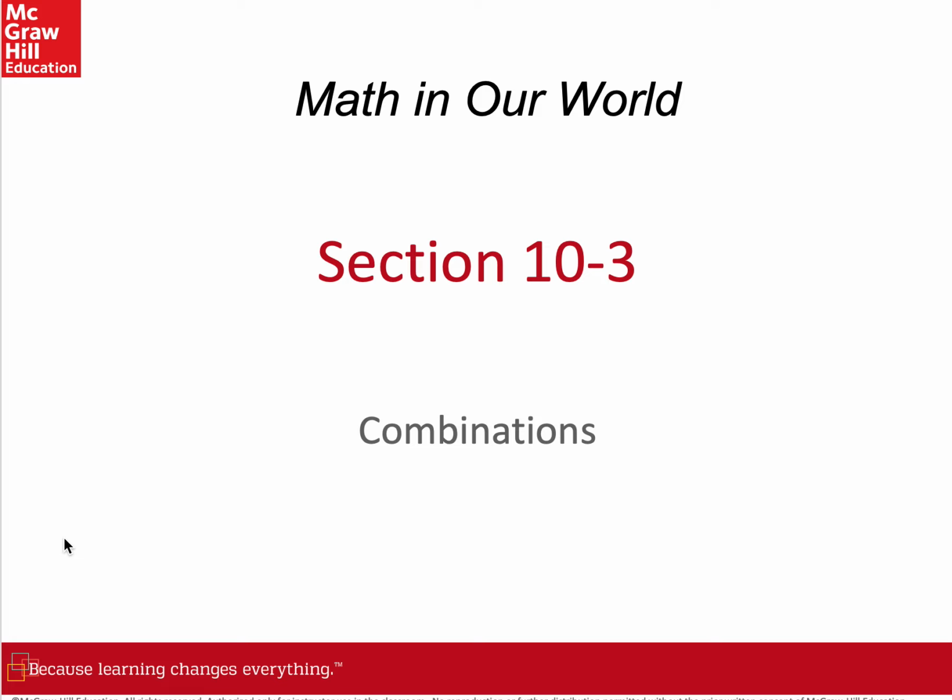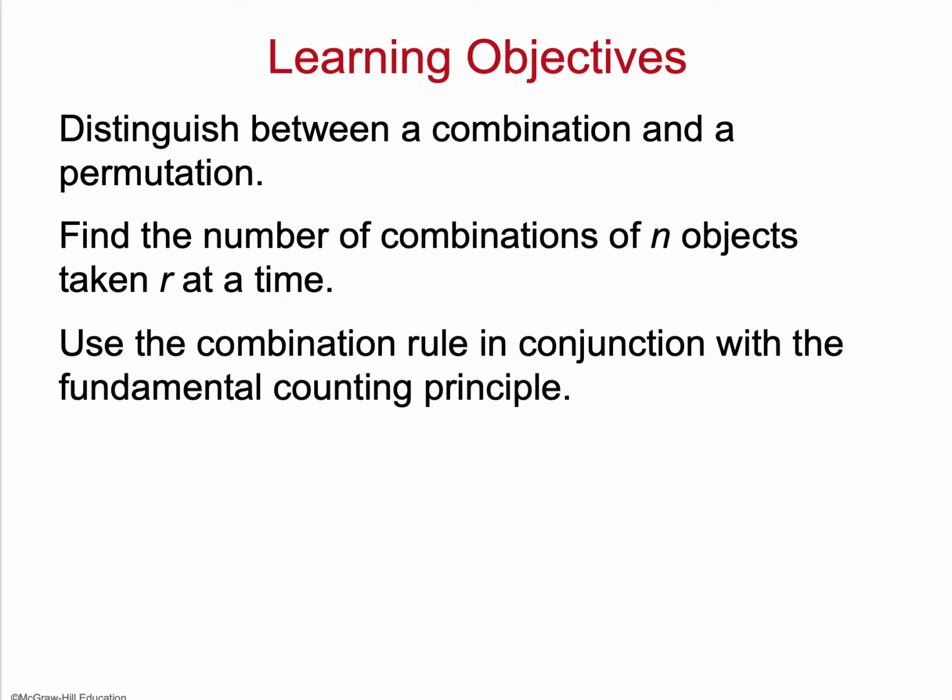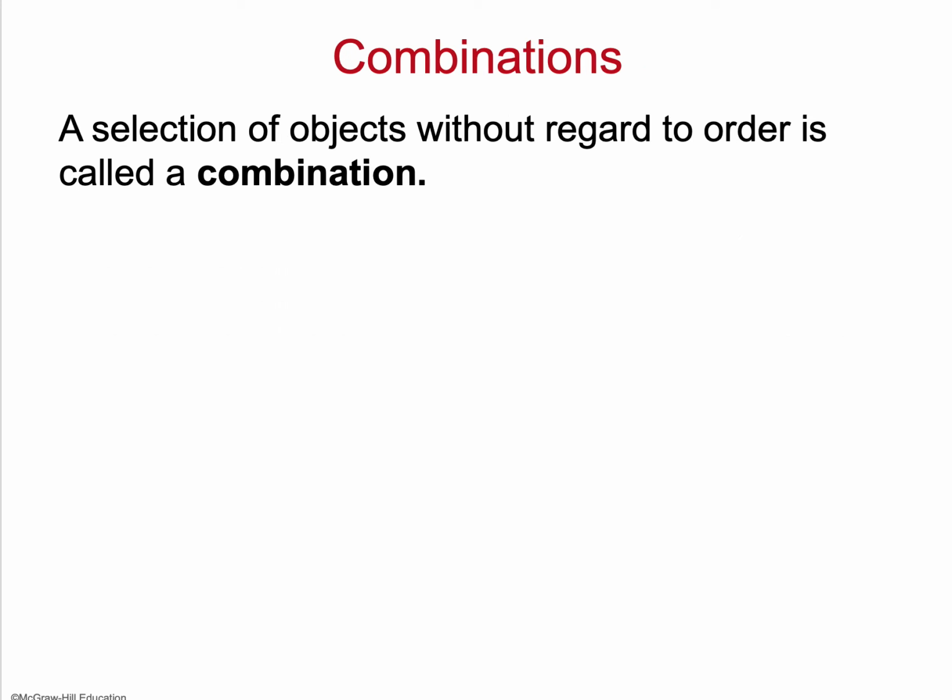So we're going to take a look at combinations, and we're going to learn to distinguish between a combination and a permutation. We're also going to find the number of combinations for a certain number of objects, and we're going to use that rule with the counting principle.